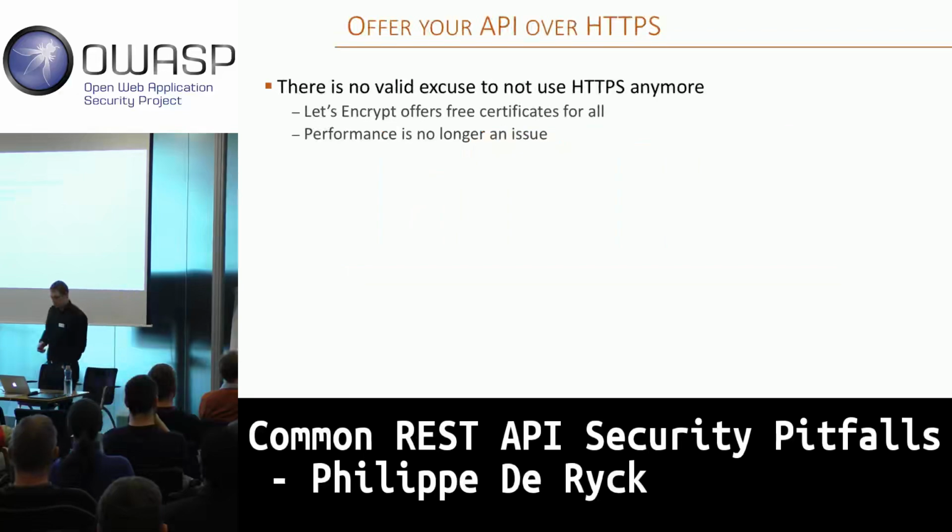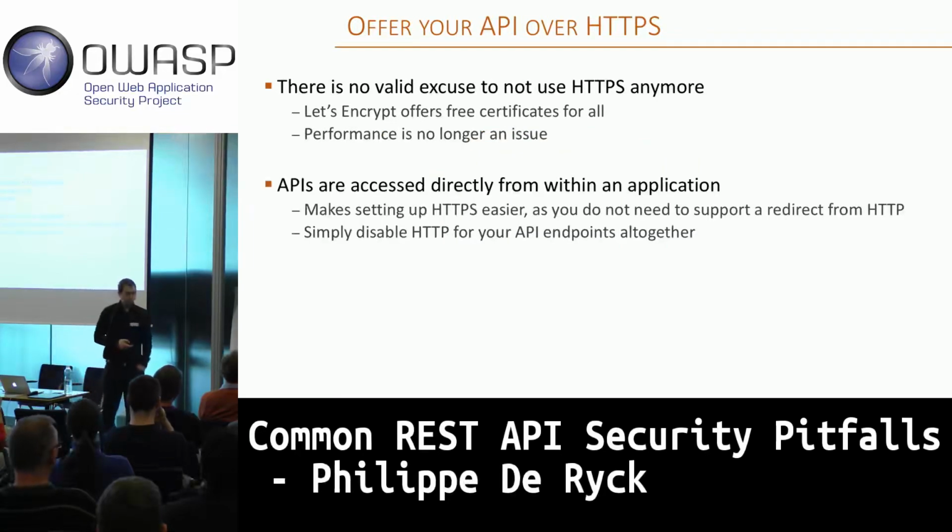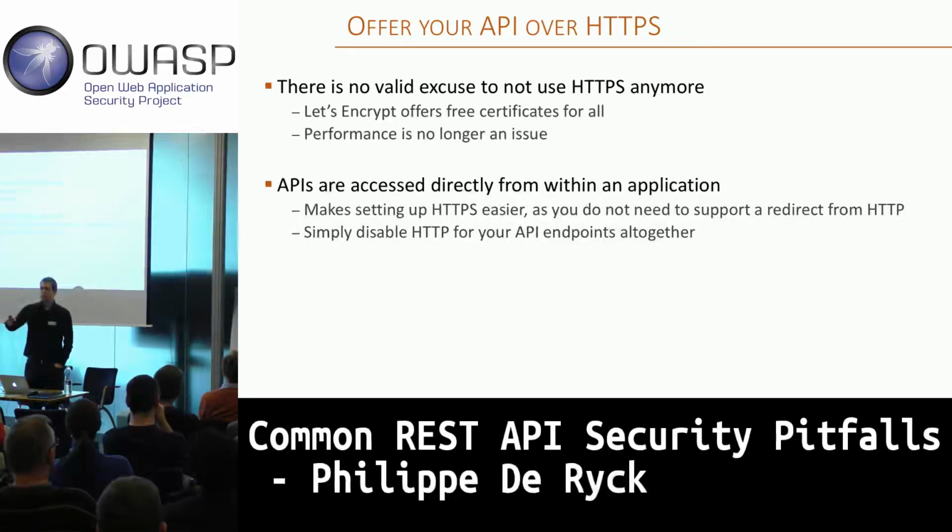A few guidelines for APIs. First of all, there's no excuse to not use HTTPS. Second of all, you should know that APIs are often accessed directly. So you have an XHR object that sends a request to an endpoint. There's no need in general to support a redirect from HTTP.